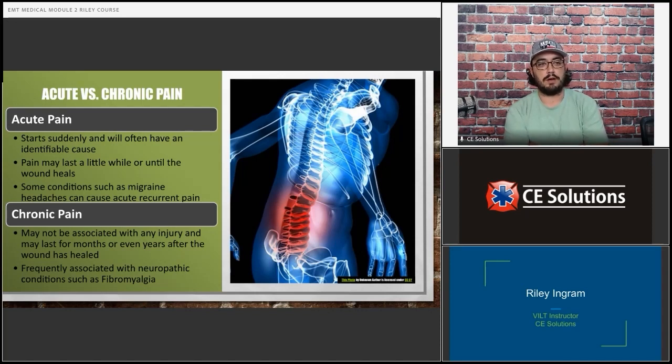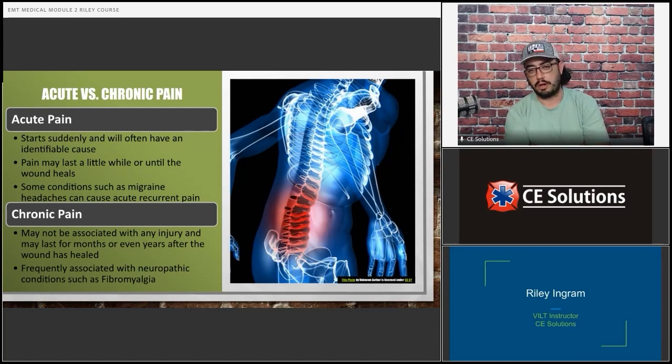It starts suddenly and will often have an identifiable cause. You know why you're hurting, you know what you did, and it hurts now. Pain may last a little while or until the wound heals. This all depends on what's hurting, right? Some conditions, such as migraine headaches, can cause acute recurrent pain. All right. So if you look at the definition of acute pain: starts suddenly, identifiable cause. So a migraine would absolutely start suddenly and more often than not has some sort of identifiable cause, right? Whereas it is also chronic, but just meaning in frequency, right?